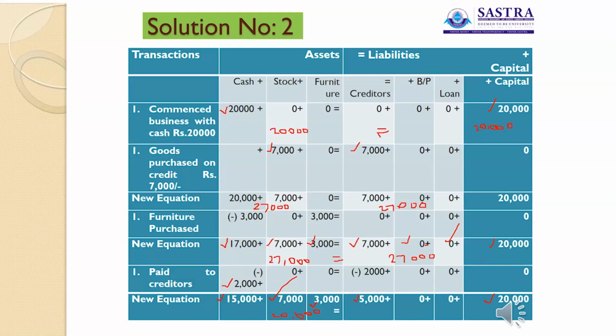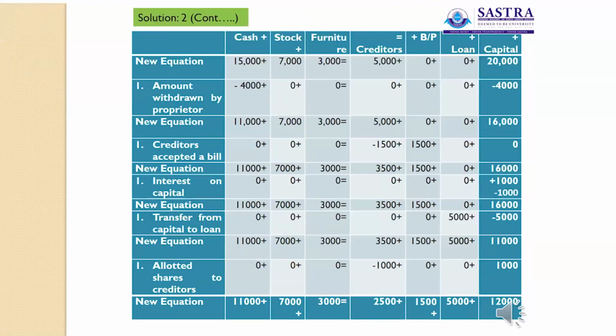So now you have to equate the equation. 15,000 plus 10,000, 20,000. So 20,000 is the value. So 20,000 is equal to 5,000 plus 15,000. Okay, the next transaction is amount withdrawn by proprietor.